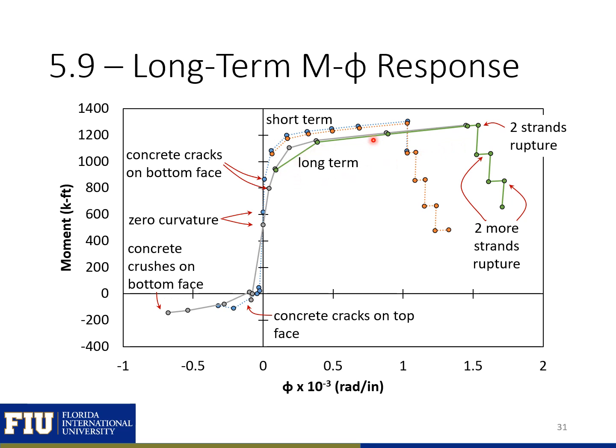So you can see the solid lines are without tension stiffening, and you can see similar, we have our concrete cracking on the top face right here. We have our concrete crushing on the bottom face right here. We have our zero curvature point. We have our concrete cracking on the bottom face right here, and then going nonlinear until we have rupture of our strands again, and then we have a step down as two more strands continue to rupture as we increase our curvature.